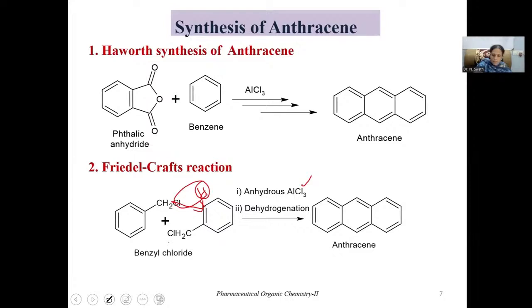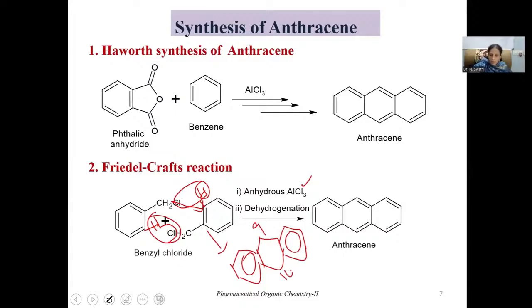Okay, similarly on this side also, chlorine from one benzyl chloride and hydrogen from the other benzyl chloride will be lost in the form of hydrogen chloride. Okay, now this is how cyclization occurs between 2 benzyl chloride molecules. So as a result of this cyclization, first we will be getting 9,10-dihydroanthracene.